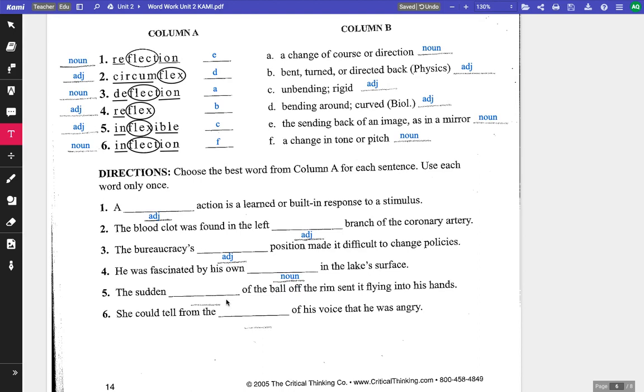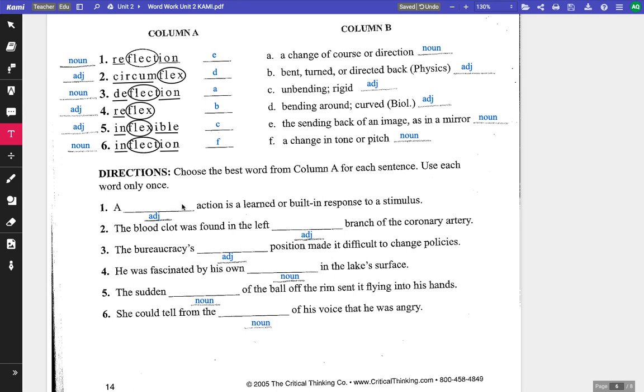The sudden blank of the ball off the rim sent it flying into his hands. What type of word goes in the blank? All right, the sudden thing that the ball did sent it flying. Finally, she could tell from the blank of his voice that he was angry. I was thinking of the word sound. She could tell from the sound of his voice, and sound, to hear a sound, is a noun. Let's go see if we can figure out which words go in each blank. I bet you've already figured out quite a few of them.